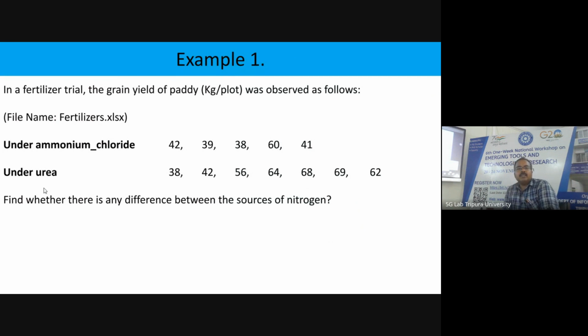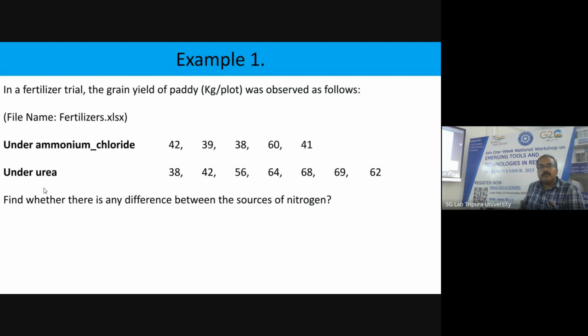The first example here: in a fertilizer trial, the grain yield of paddy in kg per plot was observed as follows. One particular farmer is using ammonium chloride for getting nitrogen. The other one is using urea. The person who is using ammonium chloride, his paddy output in kg is 42, 39, 38, 60, 41. And the person who is using urea, the second set of numbers, is 38, 42, 56, 64, 68, 69, 62. See, there is a mismatch between the two data. The first one is less, the second one is larger than the first one.